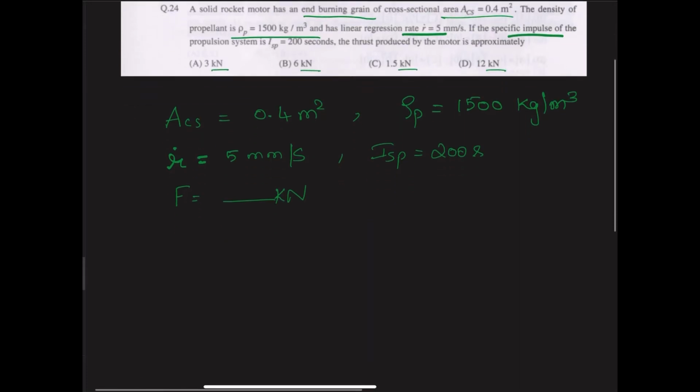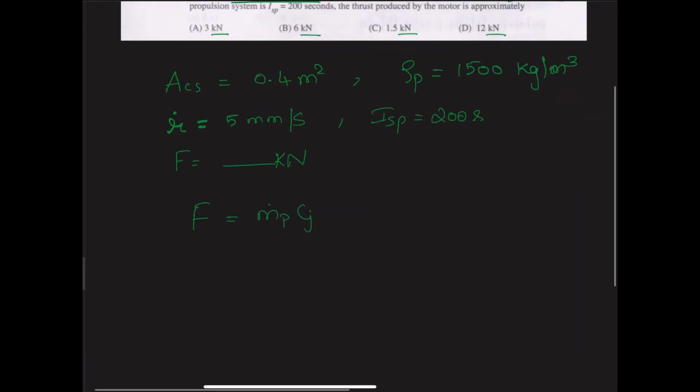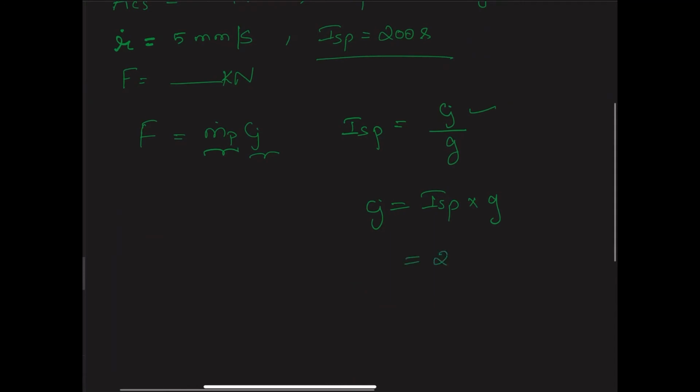Okay, so the first thing you always have to do is, whatever they're asking, write a formula for that. In this case they're asking thrust. For thrust, you know the formula: mass flow rate of propellant into Cj. Now look into the given data. Mass flow rate of propellant is not given directly, and Cj is not given directly, but they have given specific impulse, and you know specific impulse is equal to Cj by g. So from here you can get Cj, that is Cj is equal to specific impulse into g. Specific impulse is given as 200 seconds and g is 9.81. So 200 into 9.81, you'll get 1962 meter per second.